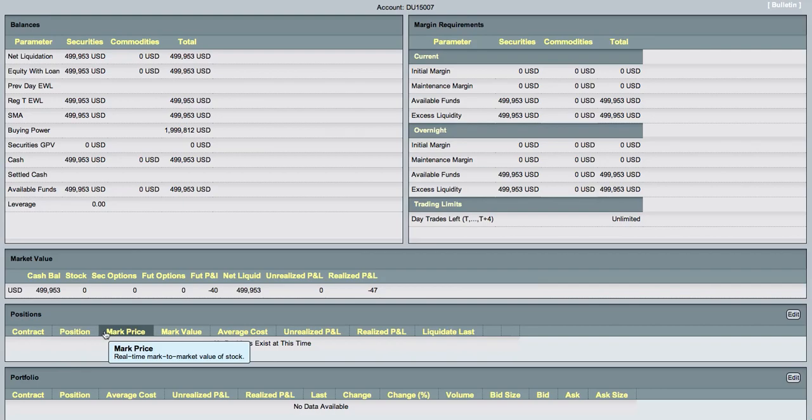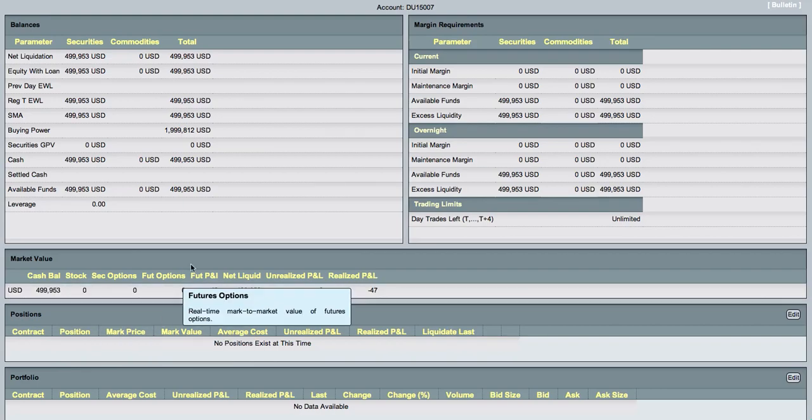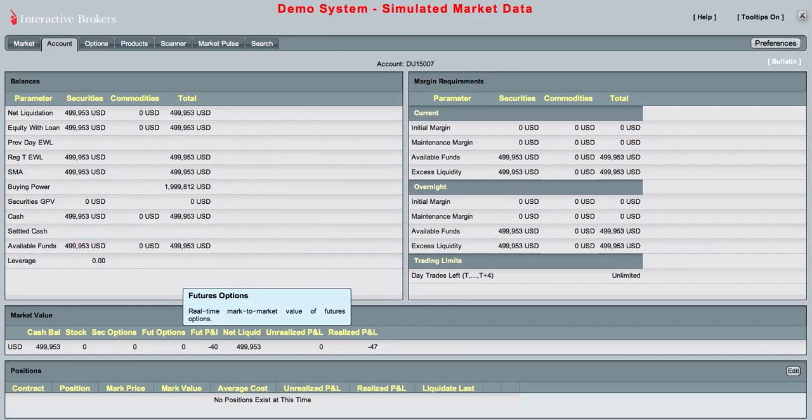So that's how easy it is for you to go and buy and sell shares online. I would advise you to go to the demo system with Interactive Brokers, practice to your heart's content, and then when you're comfortable with that, then you can go and open up your own online trading accounts.